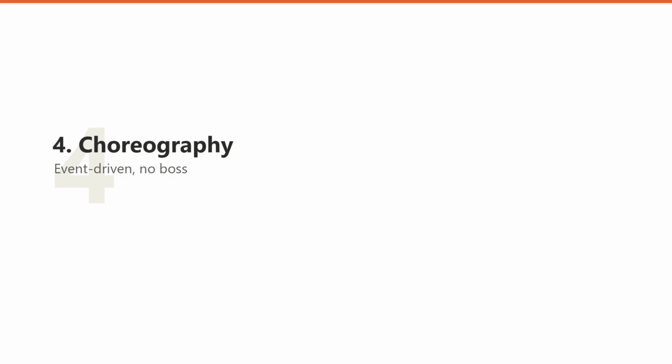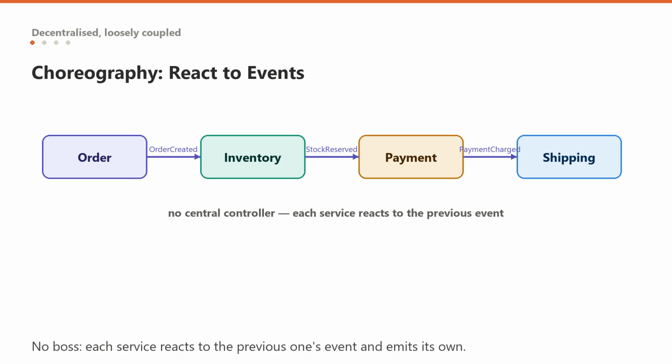Concept 4: The first of 2 ways to coordinate a Saga, choreography. In a choreographed Saga, there is no central boss. Each service simply listens for events and reacts by publishing its own. The order service creates the order and publishes an order-created event. The inventory service hears that, reserves stock, and publishes a stock-reserved event. Payment hears that and charges the card, and so on down the line.